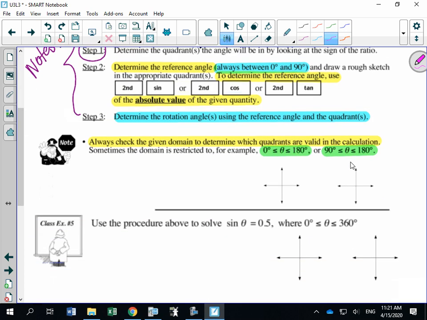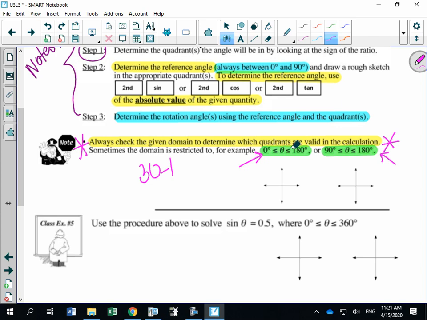One of the things that's really important is this note here. What they're writing is the domain, and what they're doing is called restricting the domain. This is from 30-1, but you will see it in 20-1. So what they could say is they want theta, and theta is basically your answer, to be less than 180 but greater than 0.